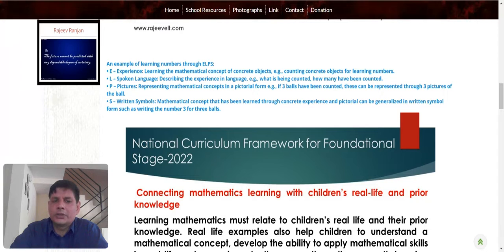L stands for spoken language, describing the experience in language. I: what is being counted, how many have been counted. P stands for picture, representing mathematical concepts in a pictorial form. If three balls have been counted, these can be represented through three pictures of the ball. S stands for written symbols: the mathematical concept that has been learned through concrete experience and pictorial can be generalized in written symbol form, such as writing the number 3 for 3 balls.